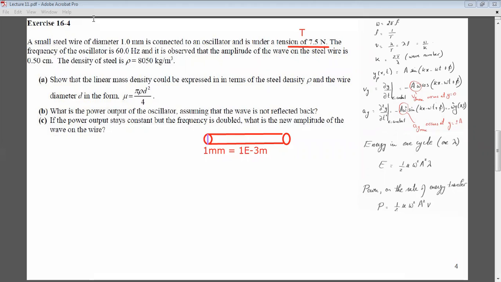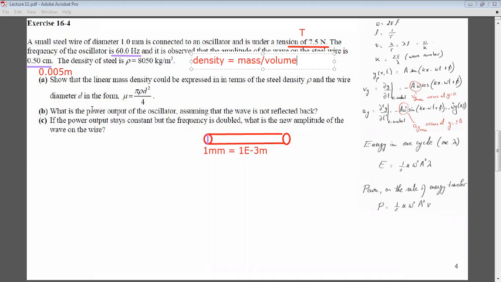The wire is under tension. The frequency of the oscillator is 60 hertz, so I have the frequency F. And it is observed that the amplitude of the wave on the steel wire is 0.5 centimeter, which is 0.5 e to the minus 2, which is 0.005 meter. The density of the steel is rho equal 8050 kilogram per meter cube. Remember that from the unit you can tell the density is kilogram per meter cube, so it is mass over volume.